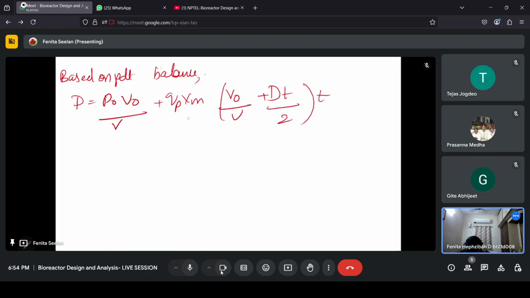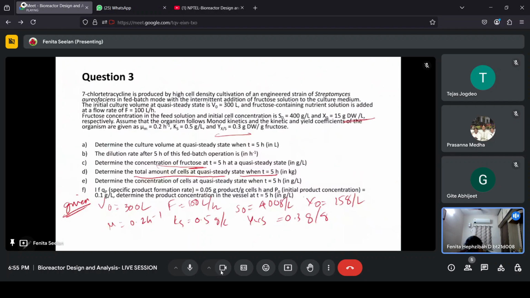So this XM we can replace it by what is the XM? Yield into concentration of substrate. So let's see what is given. P naught is given as 0.1 gram per liter, and QP is also given, which is 0.05 gram product per gram of cells. And we were asked to determine P.